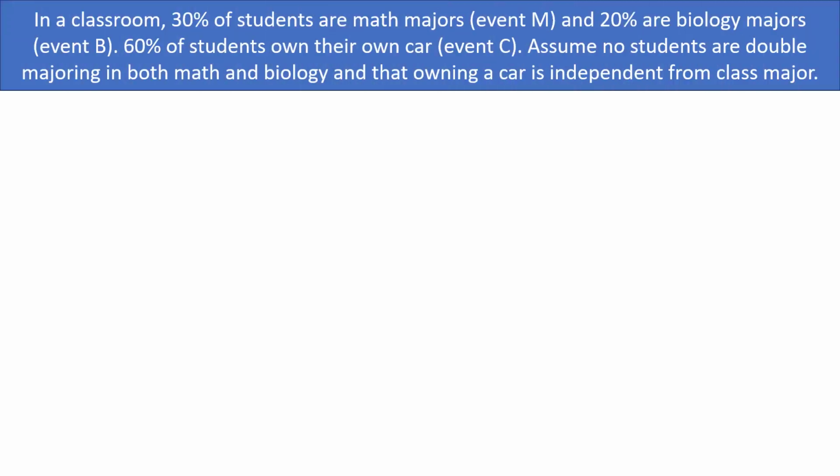Let's look at another example. In a classroom, 30% of students are math majors, event M, and 20% are biology majors, event B. 60% of students own their own car, event C.